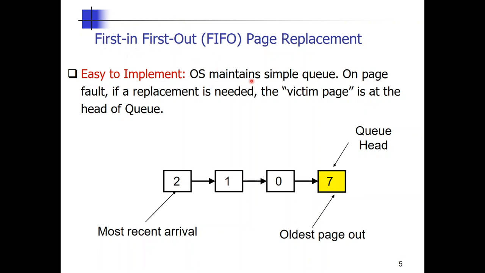The operating system is going to maintain that simple queue, and when we have a page fault and a replacement is necessary, which it will be if the number of frames allocated are all occupied with one page or the other, the victim page, or the page that we throw out or replace, is going to be at the head of the queue. So the most recent arrival in our example was page 2, the request for page 2. 7 was at the head of the queue, so we are going to throw that out.